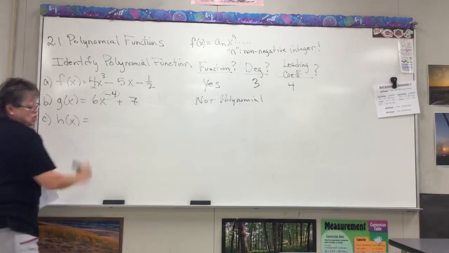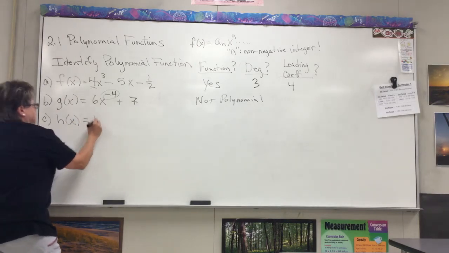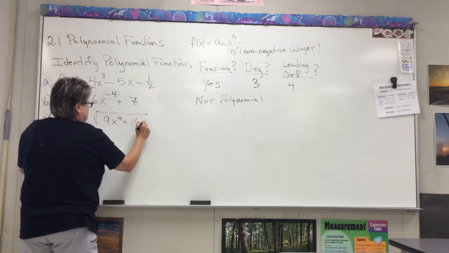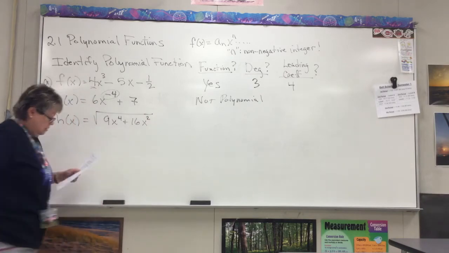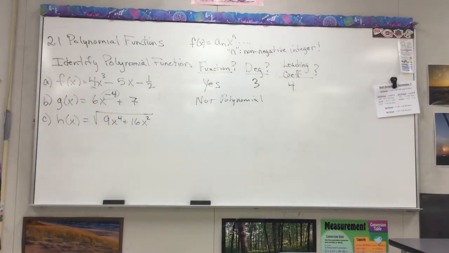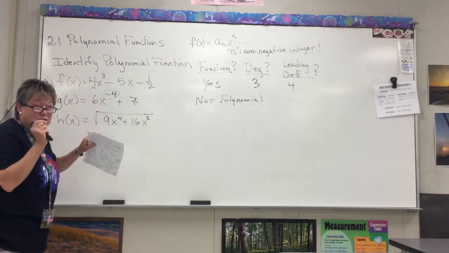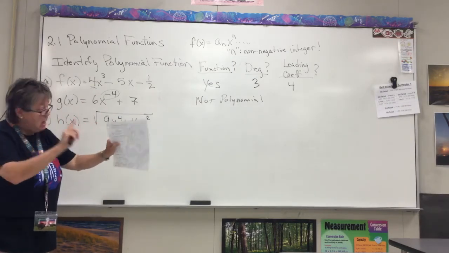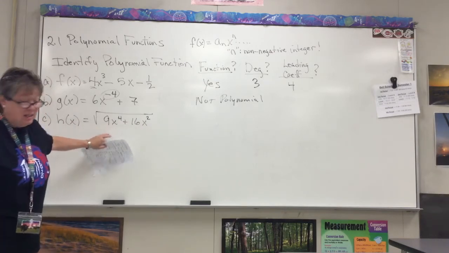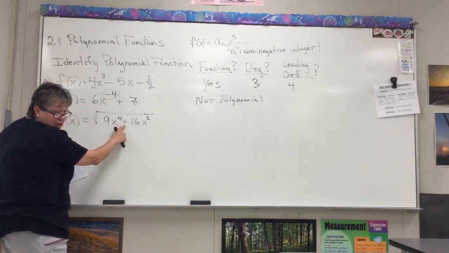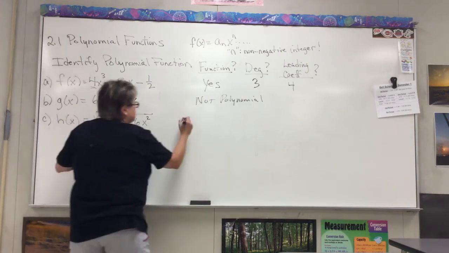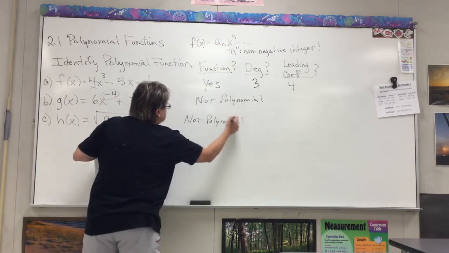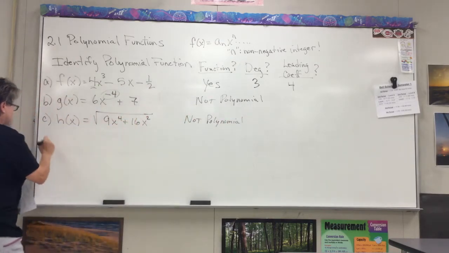All right, how about h of x? I'll try another one here: the square root of 9x to the 4th plus 16x squared. Well, your gut might say 3x squared plus 4x. Can't do that. You can't take a square root across a sum; there's no rule like that. So this one is not going to be a polynomial. We can't get rid of that radical, so it's not a polynomial.